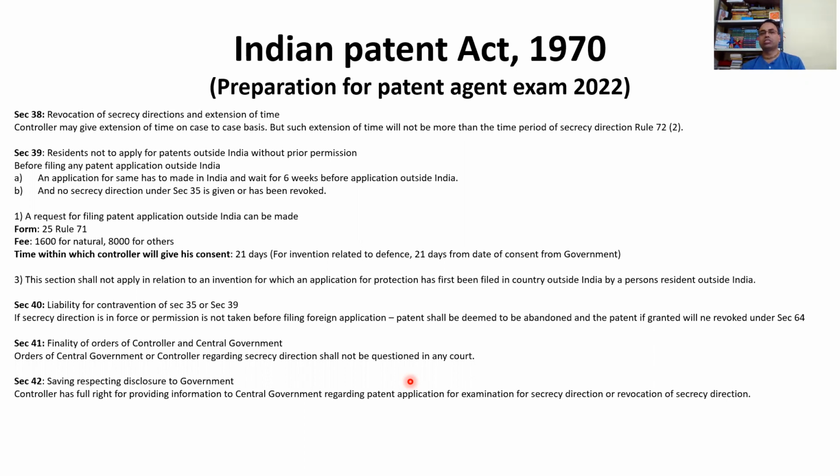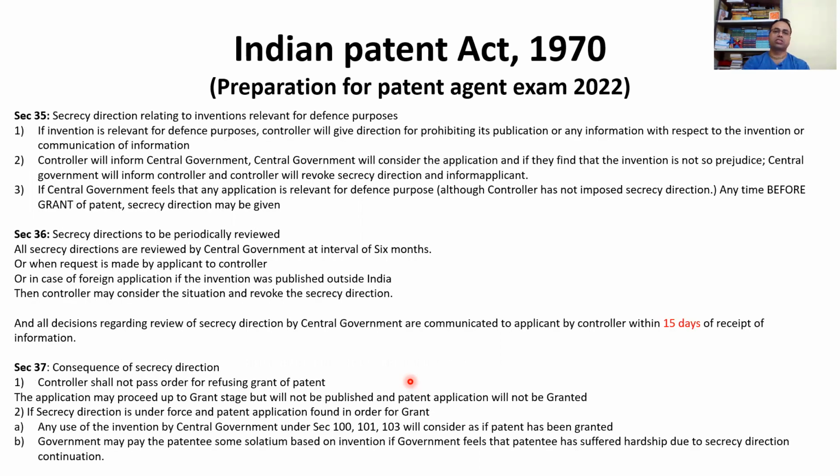And then, if we have not given it to the central government, this kind of question you cannot argue with the controller, because section 42 gives the controller the right to inform the central government regarding the application, and also to examine whether a secrecy direction is needed or not. He can discuss with the government. So this right is given under section 42. So very quickly we have summarized and covered both the sections.